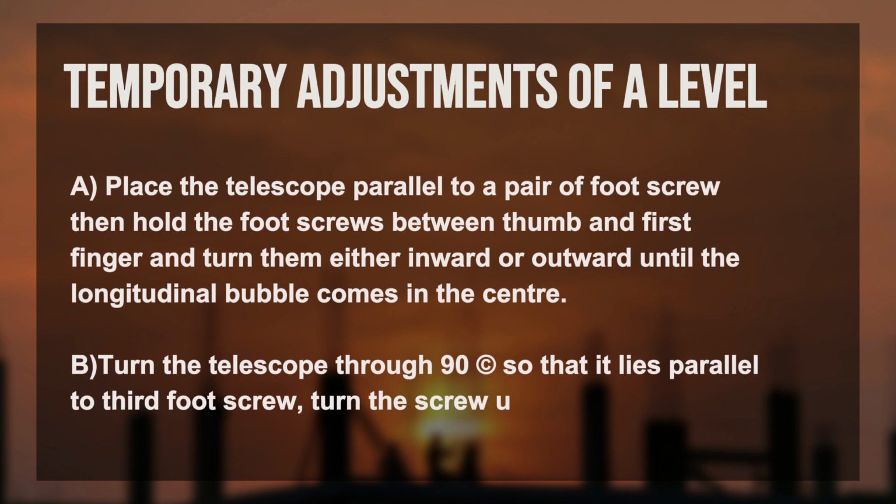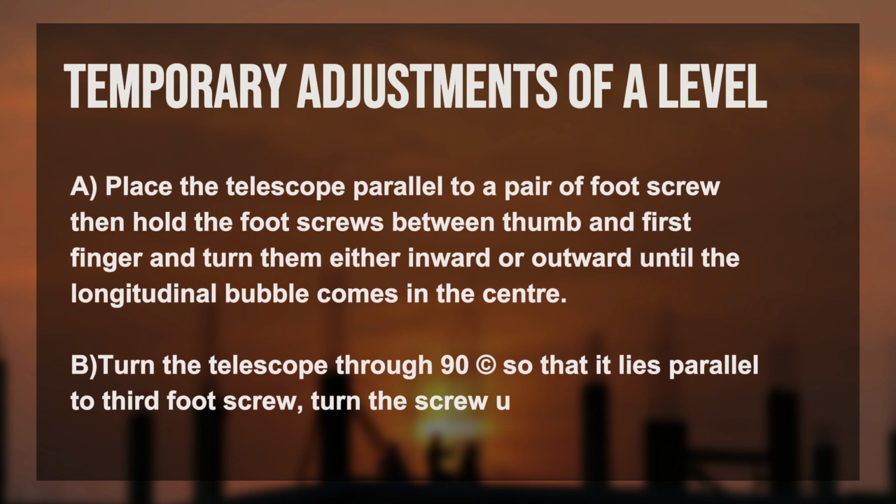As a second step, we turn the telescope through 90 degrees. Earlier we kept it parallel to 2 of the foot screws, and now it is turned over and kept over the third foot screw. This is how the 90 degree movement is done. Now it lies parallel to the third foot screw, and we turn the screw until the bubble comes to the center of its run.